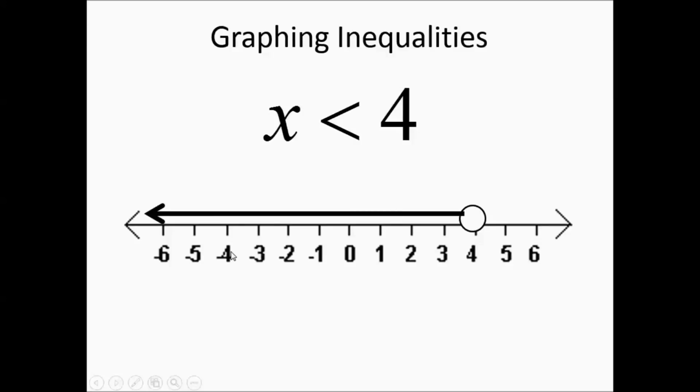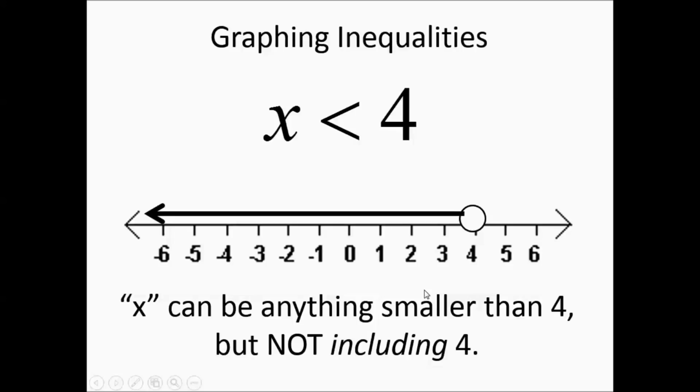If I put a -4 in for x, it would work. If I put a 0 in for x, it would work. If I put a 2, it would work. If I put 3 9/10, which is somewhere in here, 3 9/10 would work. So not just the integers, but anything in between, all these different numbers in between, 2.5, -1.5, those would all be solutions for this inequality. So there's an infinite amount of solutions. X can be anything smaller than 4, but not including 4.